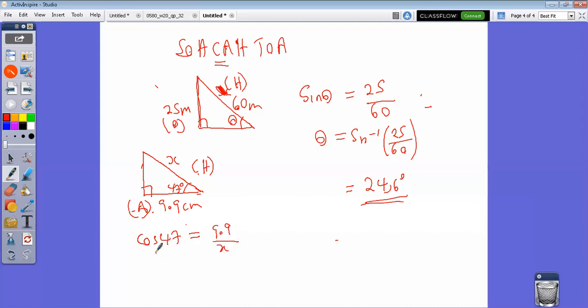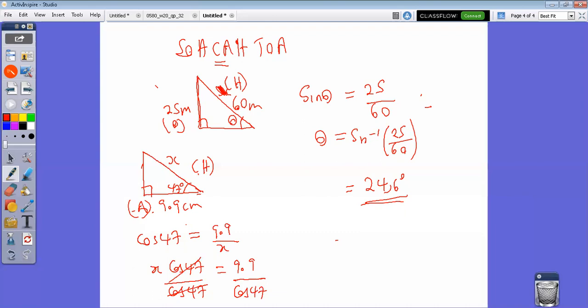Then we cross multiply, we get x cos 47 is equal to 9.9. Then we divide both sides by what? Because what we want is to find x. Divide both sides by cos 47. So you can write that. Divide both sides by cos 47, like this.